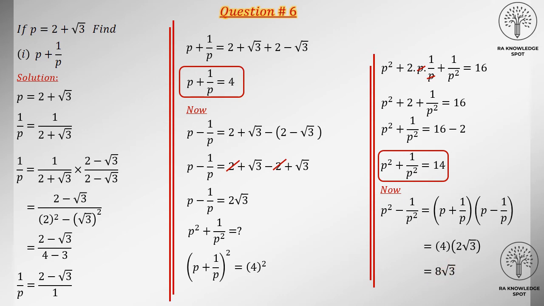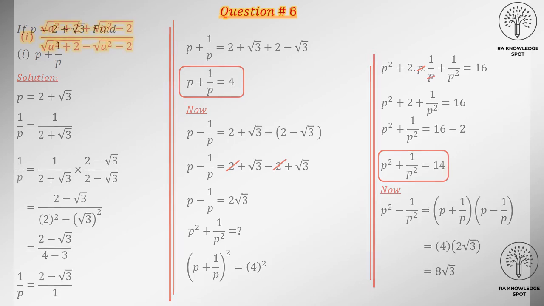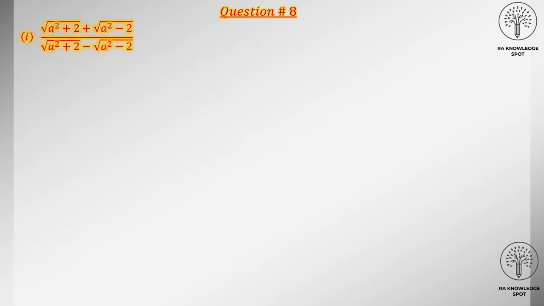Okay, this is question number 6, and students, question number 7 is just a copy of this question. You can copy this question and solve question number 7 by yourself, because it is the ditto copy of this question. That's why I haven't done that question, you have to solve it by yourself. Okay, moving towards question number 8, because 7 is skipped.